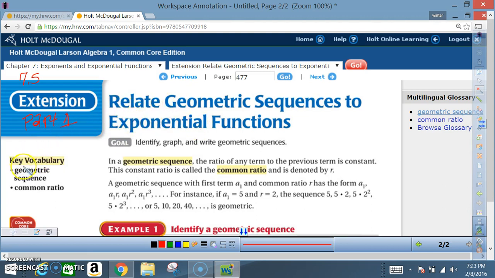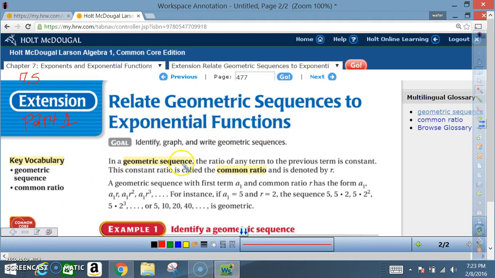The key vocabulary: geometric sequences and common ratio. Your goal is to identify, graph, and write geometric sequences.